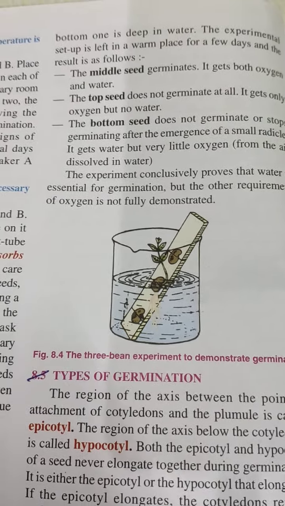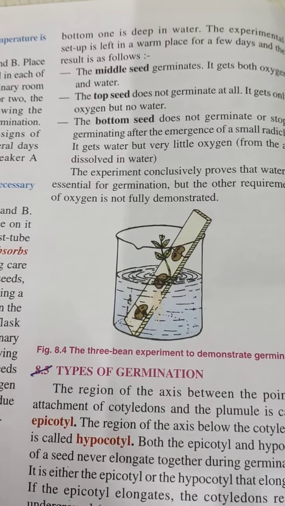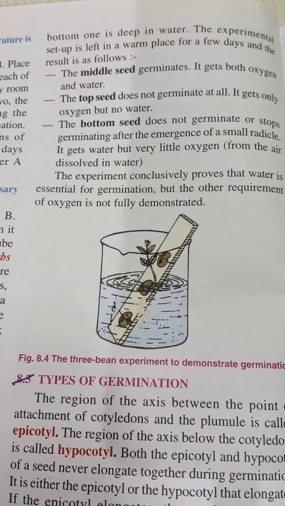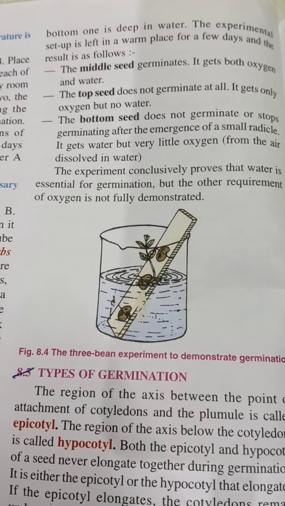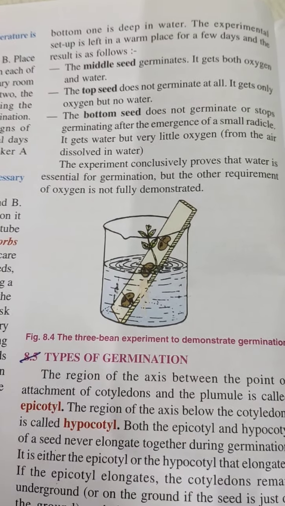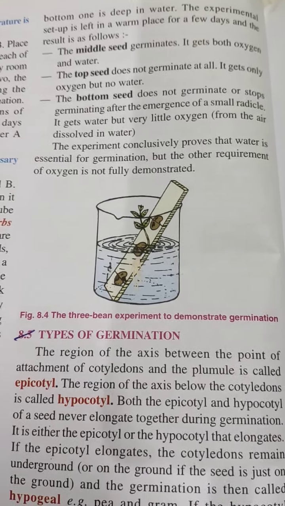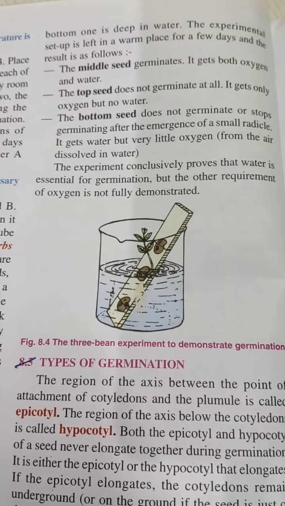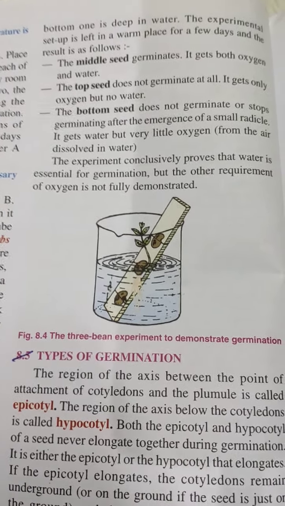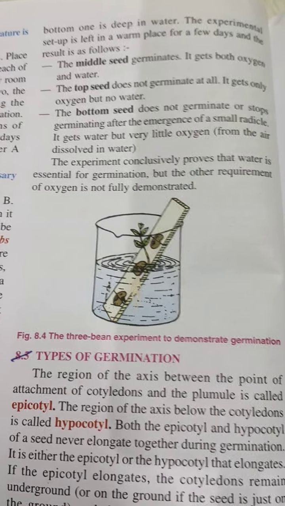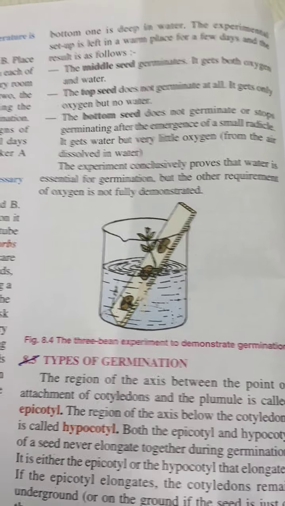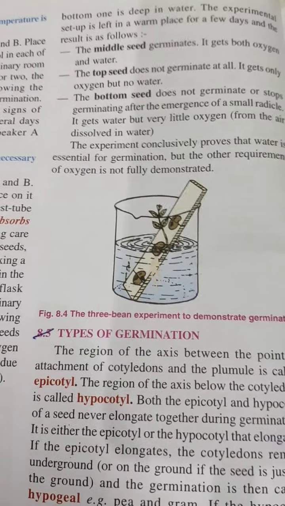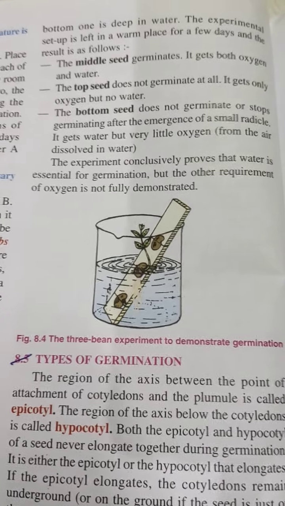Now what we will observe after a few days: the middle seed germinates as it gets both oxygen and water. The top seed does not germinate at all because it is getting only oxygen but no water, which is a very necessary factor. And the bottom seed does not germinate or stops germinating. It gets water but very little oxygen, without which it is not possible to germinate.